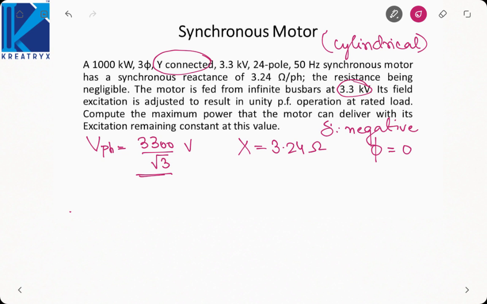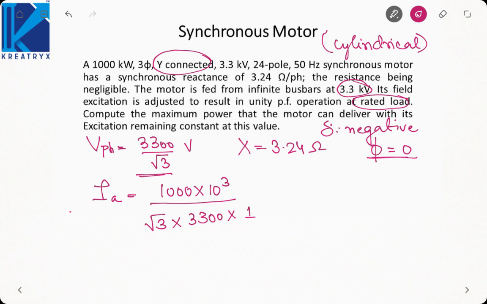So, for excitation to be constant, first what we must know is the excitation EMF. If you have the terminal voltage, to determine EMF, you need the armature current. So, let us find out the armature current at rated value because it is saying rated load. What is the armature current under rated condition? 1000 kilowatt by root 3 into VL into cos phi. Cos phi is 1 because phi is 0, or unity power factor.